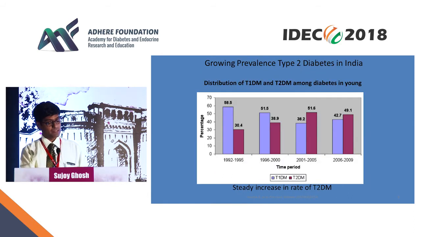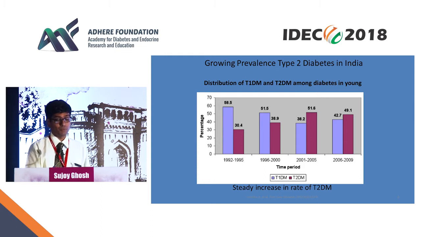What's interesting is, if you look at the 1992-95 data, the blue bars tell you that most of the people they saw for diabetes in young had type 1 diabetes. This data is a little old, but I'm quite certain that now you will see more type 2s than type 1s, particularly if you take an age cutoff of 25. So gradually the proportion of type 1 versus type 2 in the young population is dramatically changing.